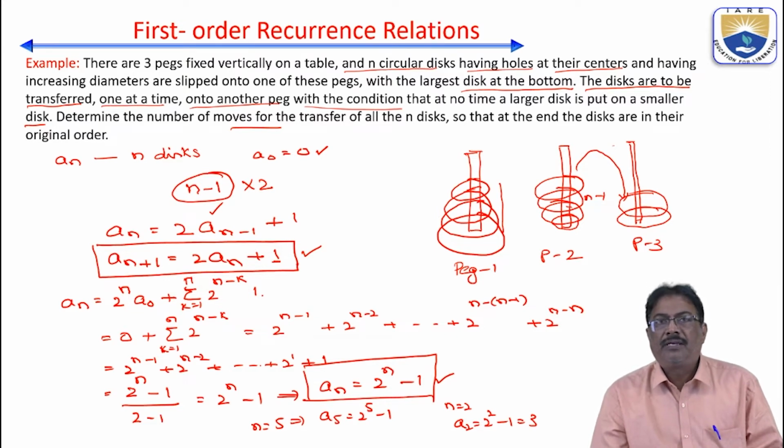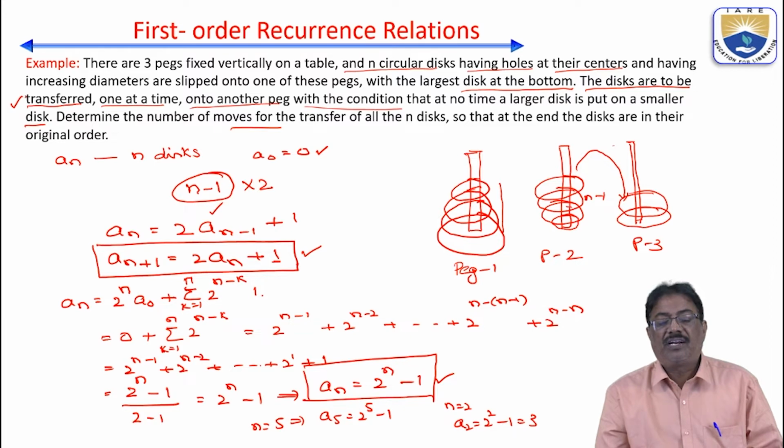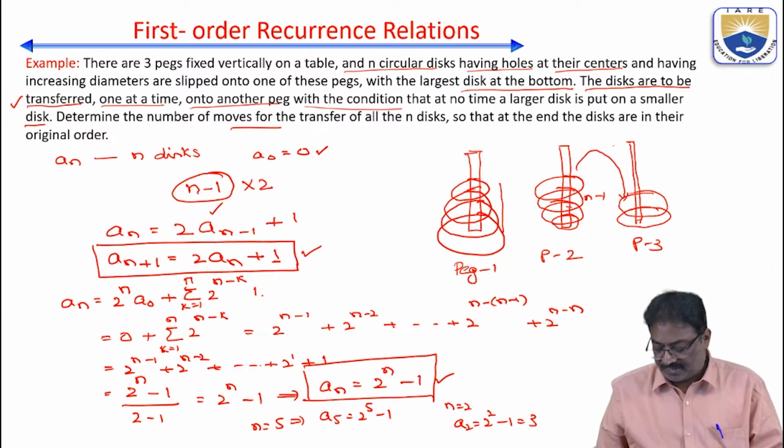This is also known as the towers of Hanoi problem. This is one of the problems related to the first order recurrence relation.